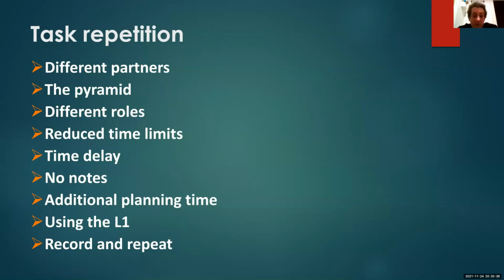We take some time out, they watch the recording, and possibly with feedback, and then they do it again. So there are a huge number of ways in which we can promote task repetition, and rather than just doing the task once, there's likely to be more learning gains when it's repeated in various ways, so long as it doesn't demotivate.